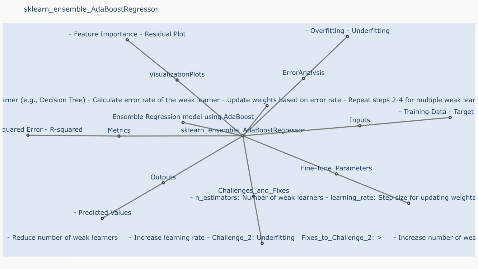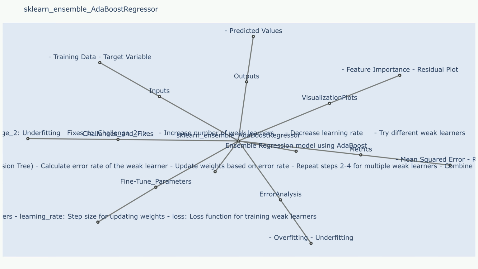Fine-tune parameters: n_estimators estimates the number of weak learners to use in the ensemble. Increasing this value generally improves accuracy but can also increase training time. Learning rate controls the contribution of each weak learner to the final prediction. Lower values reduce the influence of individual learners, making the model more robust to outliers.